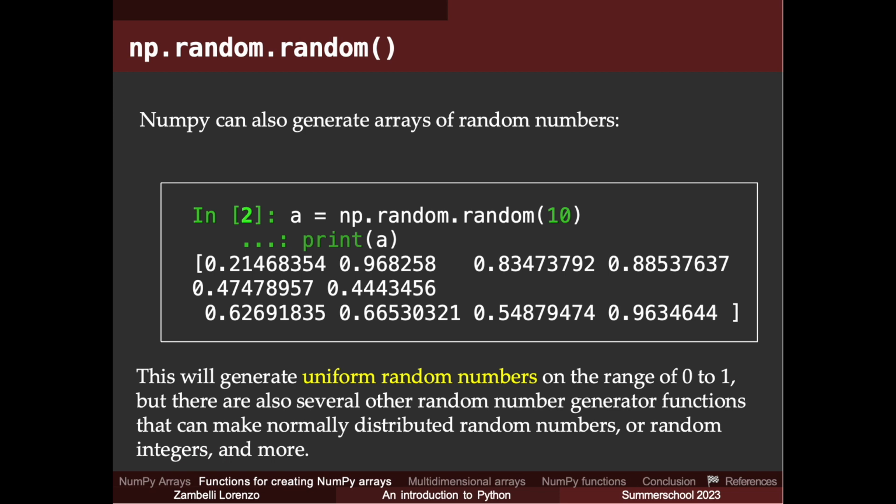How does this function work? Well, it generates numbers in a uniform way from 0 to 1. There are also other ways to generate random numbers, and you can check the docs on numpy.org.